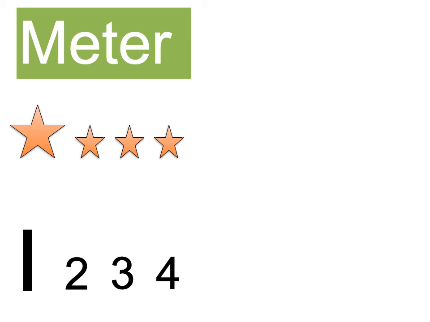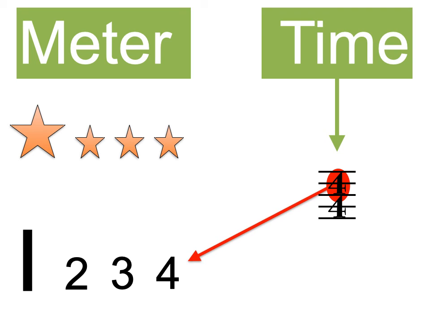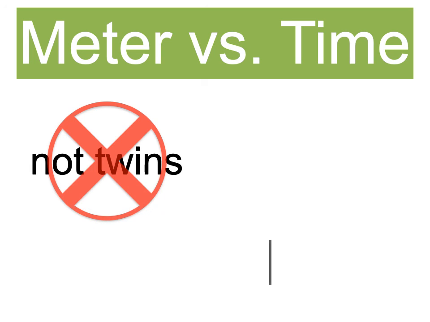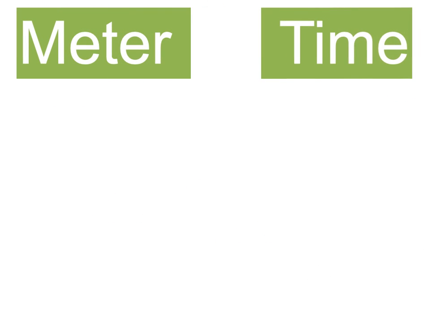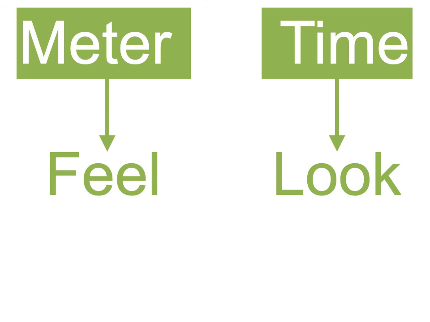That's the meter. What we would see or write in our music would be a time signature, probably 4, 4. That top number 4 would be telling us that the repeated pattern has 4 pieces. 1, 2, 3, 4. All right, so that's the difference between meter and time. Meter is not a twin to time, but they are related to each other, so we can call them cousins. And time is about how music looks, what would be written down, where meter is about how the music feels.